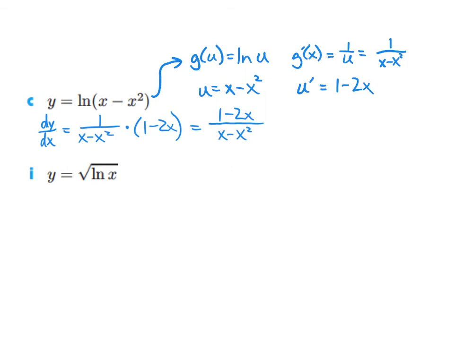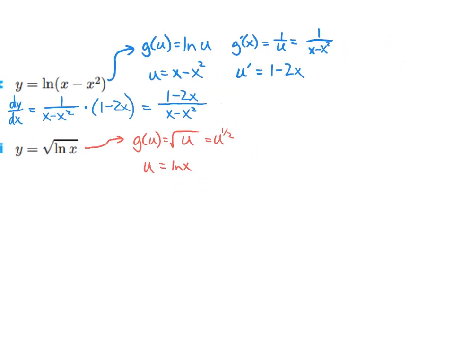So then we have I here. Again, we need to do our g of u and our u. What's the g of u in this case? Radical u, or u to the 1/2, right? And the u is the ln of x.